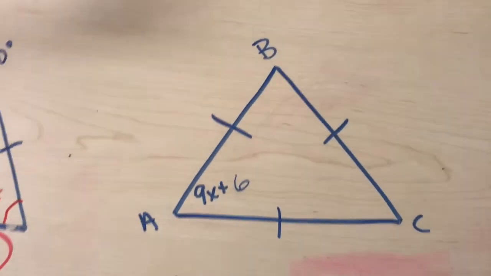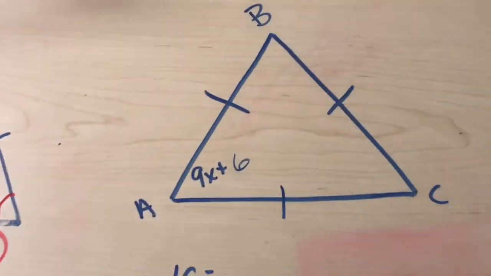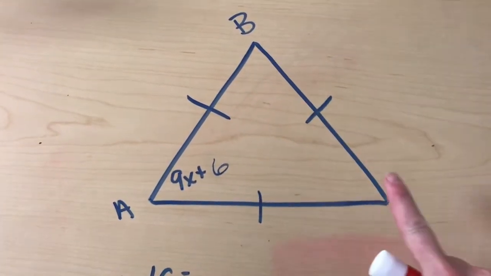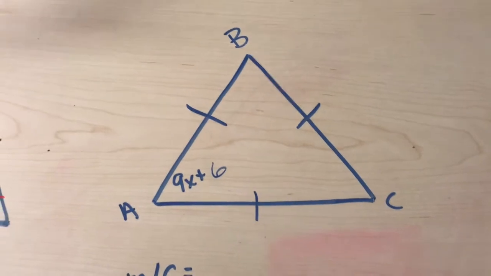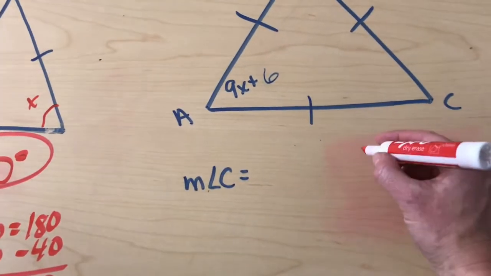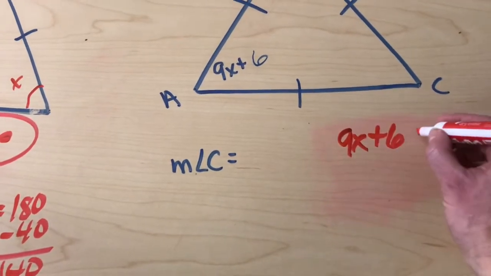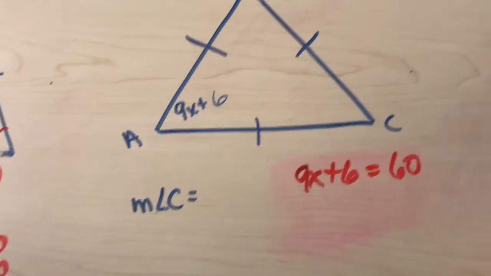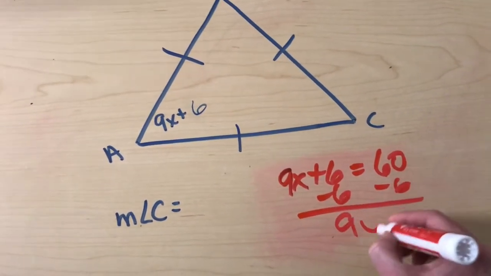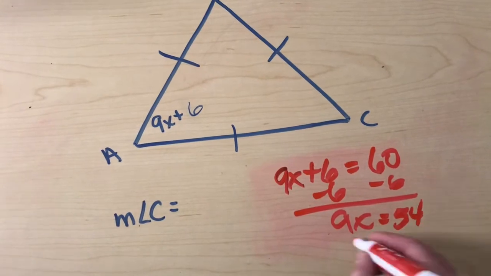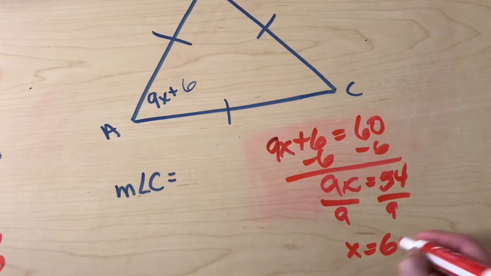Okay, then I have this equilateral triangle, which is also equiangular. So I could go 9x plus 6 plus 9x plus 6 plus 9x plus 6 equals 180. But since we know that each angle is 60 degrees, I could just go 9x plus 6 equals 60, okay, because each angle is 60 degrees. So if I subtract 6, I get 9x equals 54, divide by 9, divide by 9, x equals 6, okay?